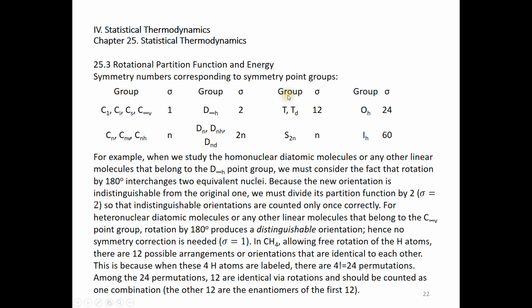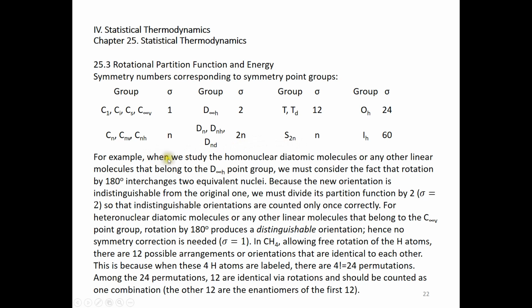Some higher symmetry point groups. For the T or Td point group, sigma is 12. For the Oh point group, sigma is 24. For the Ih icosahedral point group, sigma is 60. Finally, for the S2n point group, sigma is n.